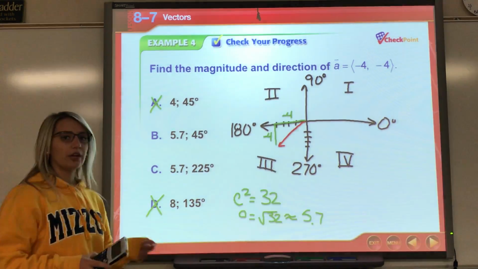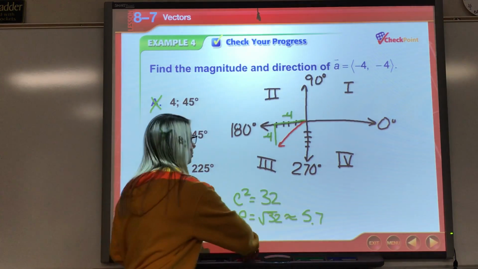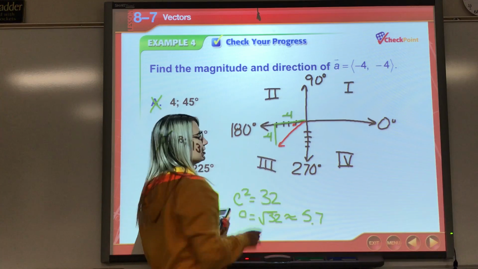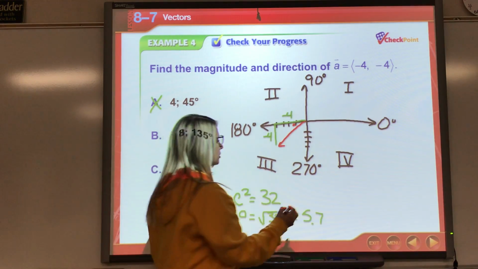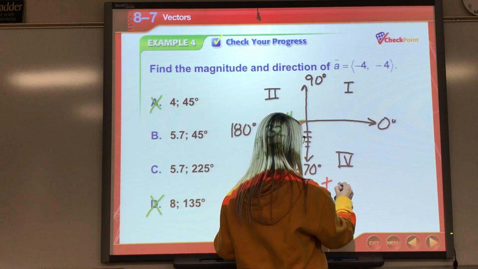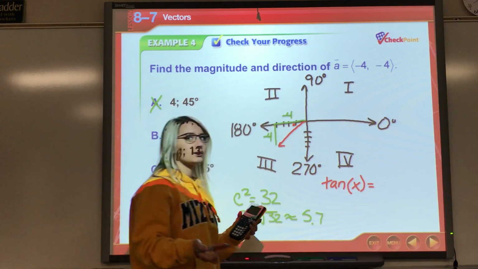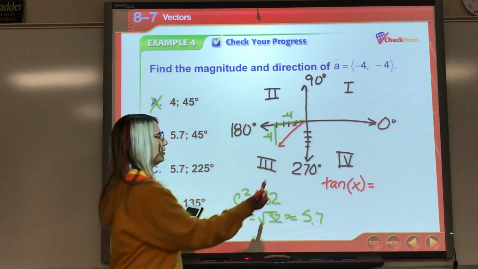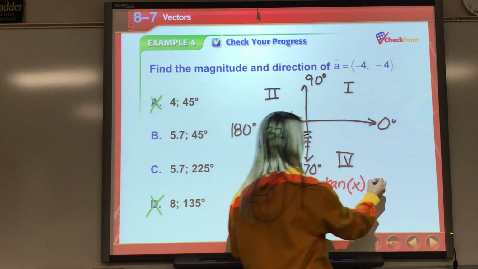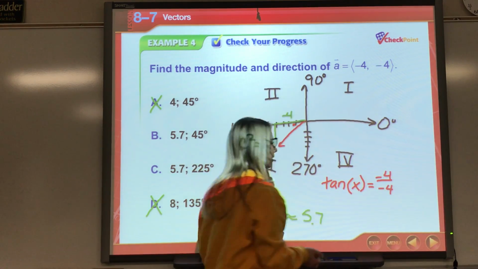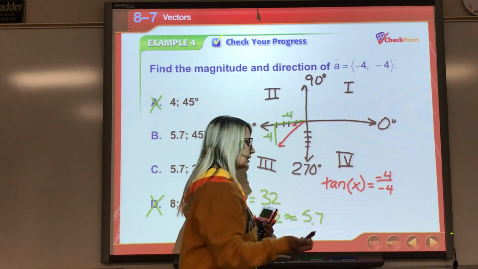So we're going to use trig like we did in the last one. Here we have the opposite and the adjacent, so we're using the tangent. We're just going to say tangent of x equals -4 over -4. To undo this, we need to use the tan inverse.